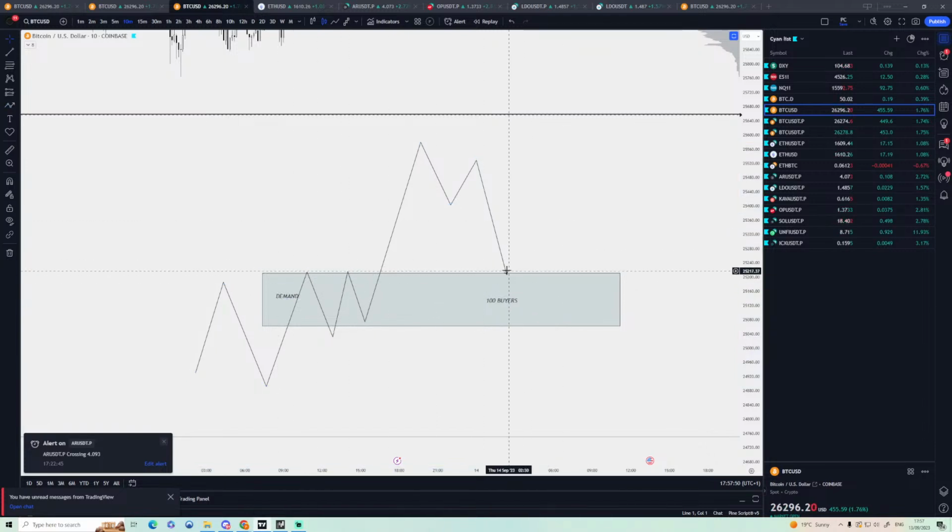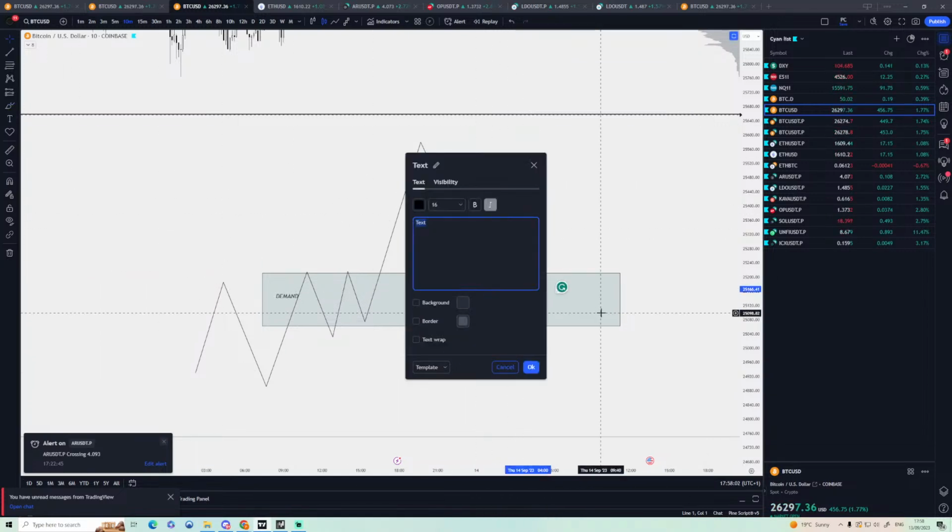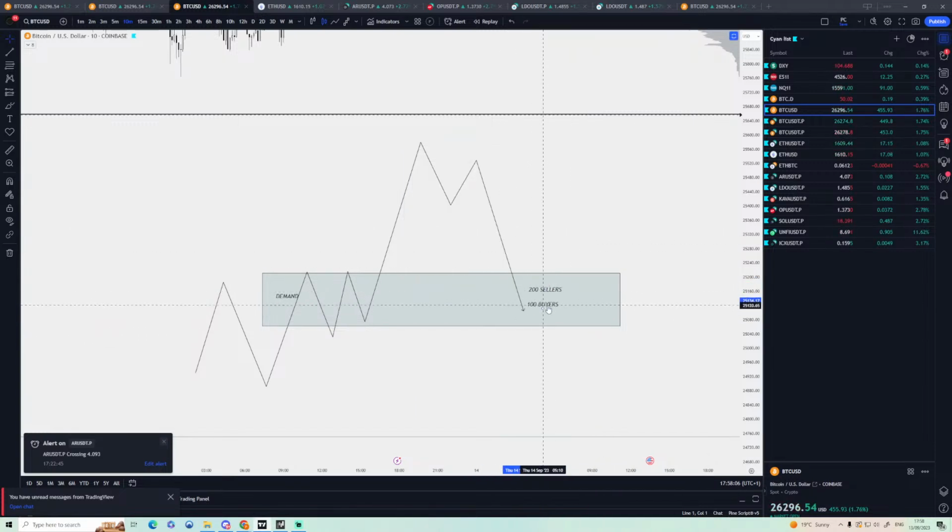right? As we come into this area, we're going to auction between buyers and sellers, right? Here, there's going to be an auction between buyers and sellers. If these 100 buyers get eaten up, let's say there's 200 sellers into this order block and there's only 100 buyers, these buyers are going to get eaten up instantly.